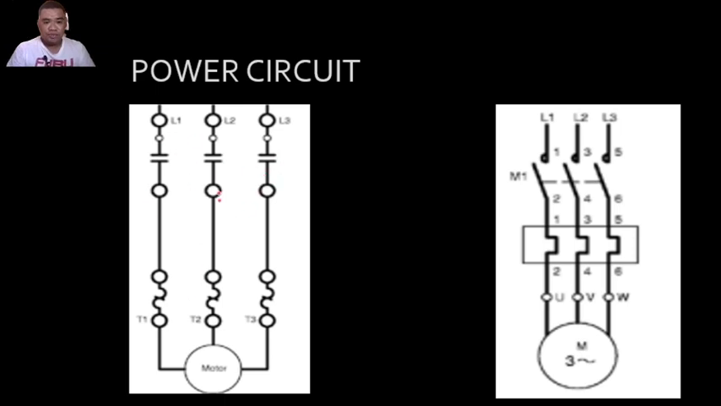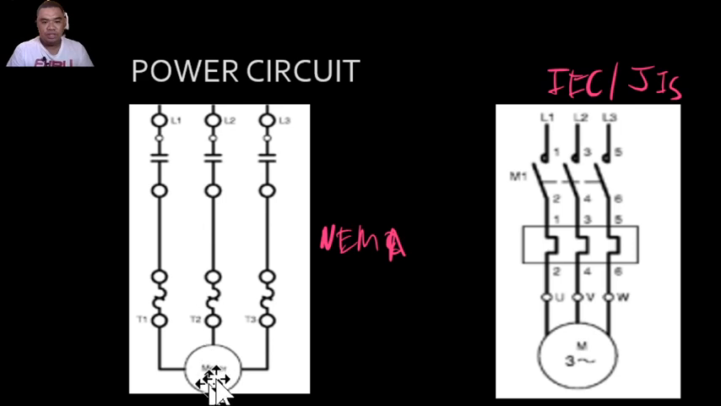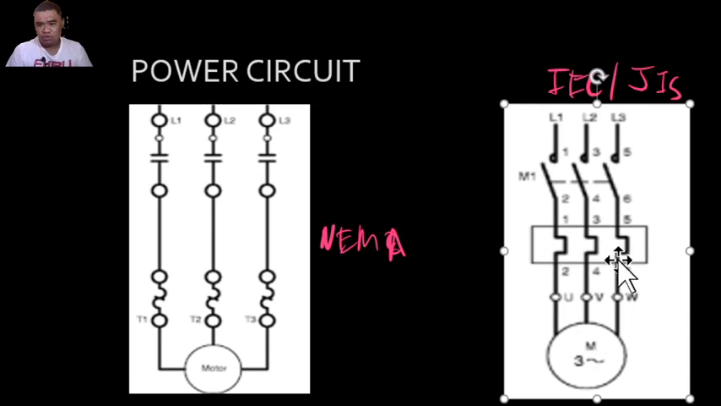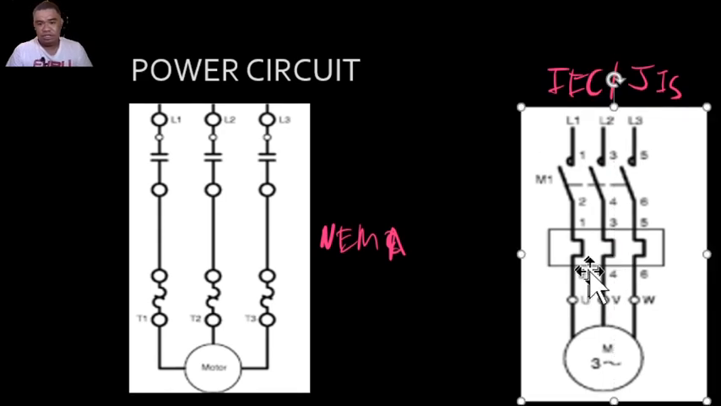For this diagram here, we have two different diagrams which utilize different symbols. This is for NEMA, and this is for IEC JIS, but they have the same operation. In this one, we can see that we have a three-phase motor connected to an overload relay, then connected to the main contacts of a contactor. For this one also, we have a three-phase motor connected to an overload relay connected to the main contacts of a contactor. The symbols used are just what make these two diagrams different. The one is NEMA, the other one is IEC.